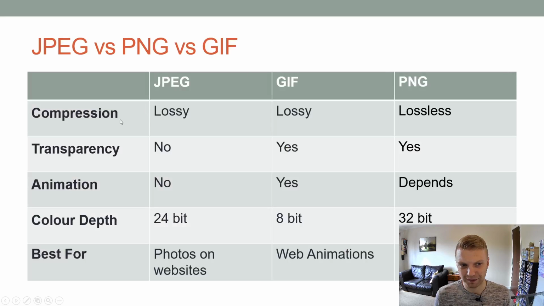So yeah, let's compare them quickly. So this should be lossless, my apologies, I'll change that after. So the only lossy one is JPEG. Again, JPEG is the only one that can't be transparent. It's the only one that can't be animated. It just seems a bit left out, to be honest.